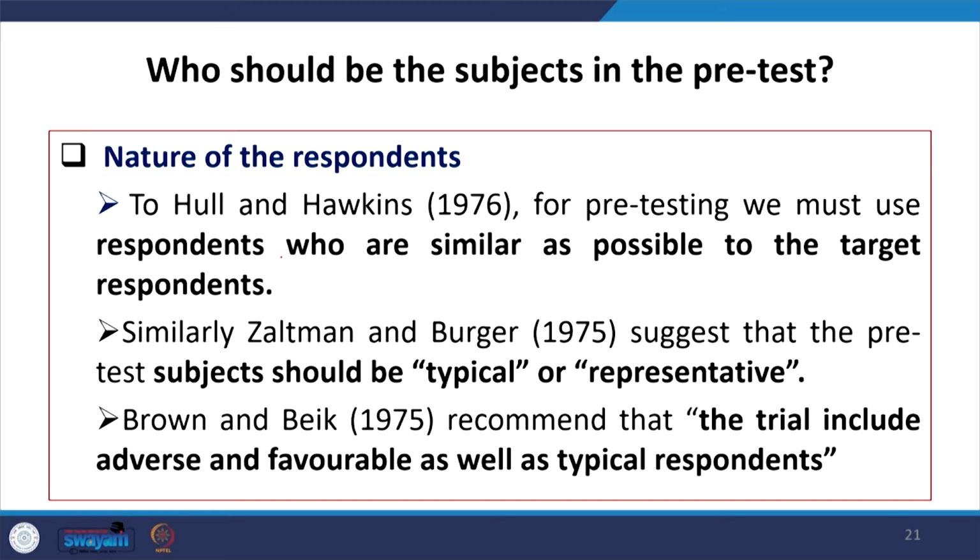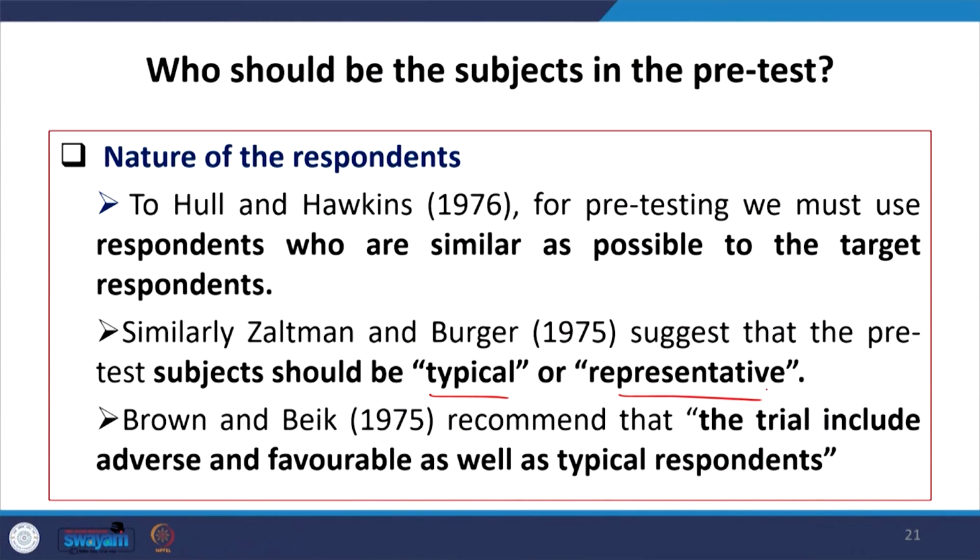The second point is equally important, regarding the nature of the respondent. As suggested by Hall and Hawkins in 1976 for pre-testing, we must use respondents who are as similar as possible to the target respondents. Similarly, Hartman and Berger 1975 suggest that pre-test subjects should be typical and representative.